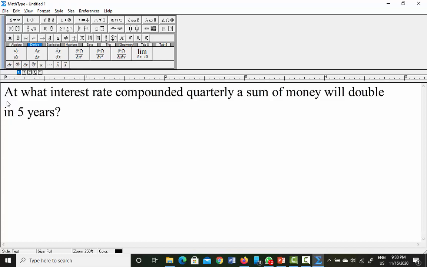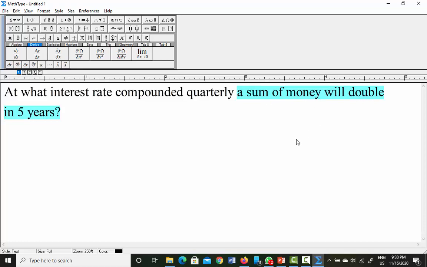Right. So now let us solve this question. The question is asking, at what interest rate compounded quarterly will a sum of money double in 5 years? So we don't know the interest rate, we need to find it out.